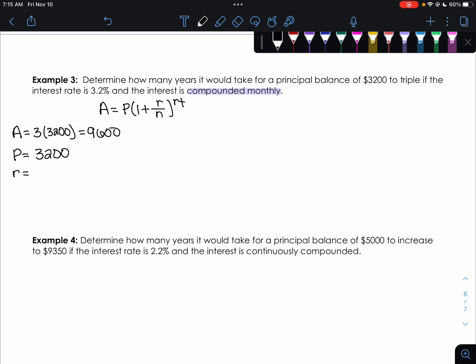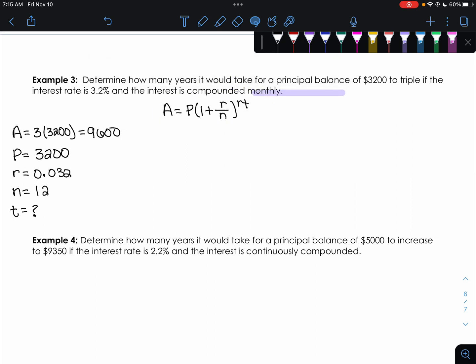The rate is 0.032. Our n is monthly, so that would be 12. And our time, we don't know, so it's a question mark. So when I plug all this information in, we would get 9,600 equals 3,200 times (1 plus 0.032, all divided by 12) to the 12t power. And that should be an n, not an r right there.